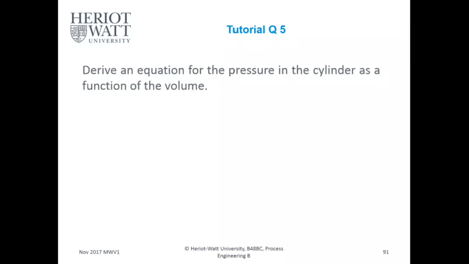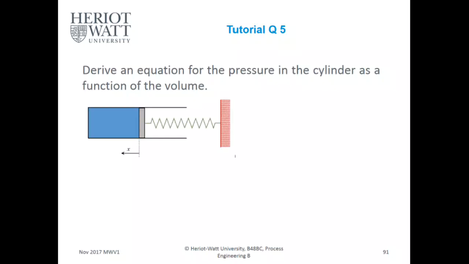So derive an equation for the pressure in the cylinder as a function of volume. So that's your cylinder. Your change in x multiplied by the area of your piston is your volume, right? So F of gas equals F of all external. So the amount of pressure the entire universe puts on your gas. It's a lot of pressure.